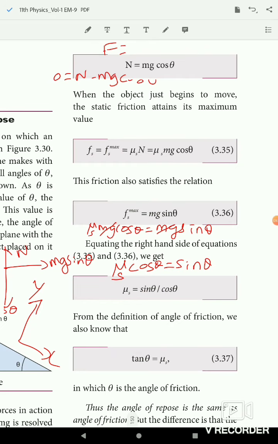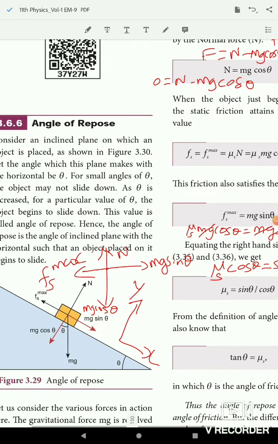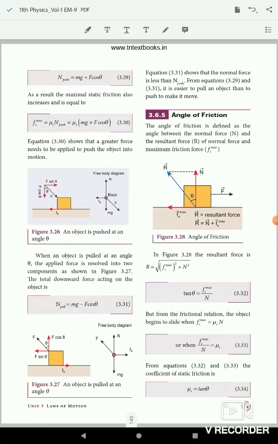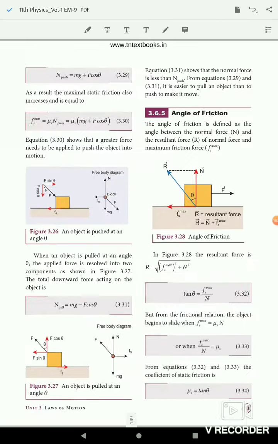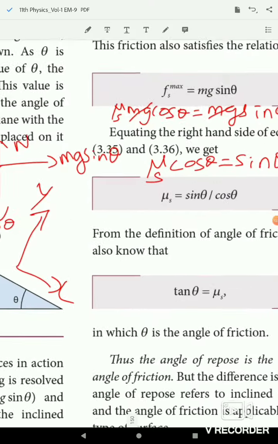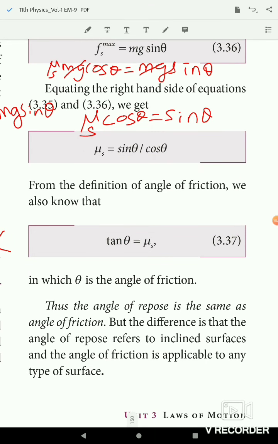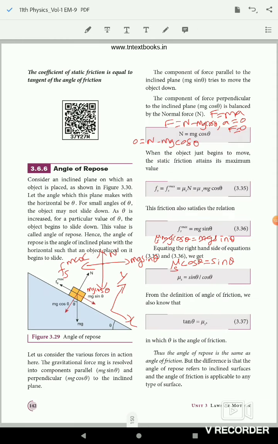You already know sin theta by cos theta equals tan theta, so tan theta equals mu s. You already know that mu s equals tan theta for the angle of friction, so theta is the angle of friction. The angle of repose is the same as the angle of friction, but the angle of repose refers to inclined surfaces and the angle of friction is applicable to any type of surface. Do you understand this one? I hope you understand this one.